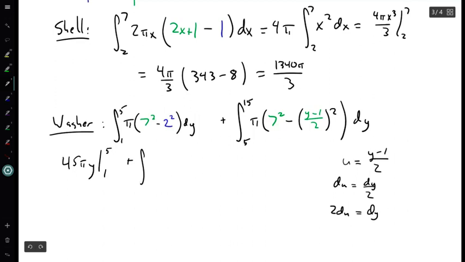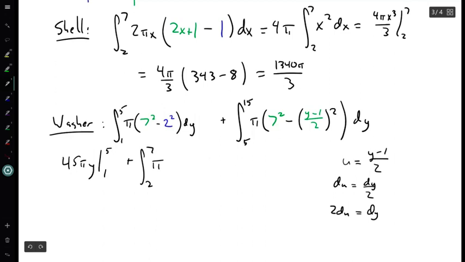So this integral here, if I use y equals 5, I'm thinking about my limits of integration here. If I plug in y equals 5 into here, I'm going to get 5 minus 1 is 4 over 2 is 2. So 2 is my new lower bound of integration. If I plug 15 in for y, I get 15 minus 1 is 14, over 2 is 7, so 7 is the upper limit of integration here.